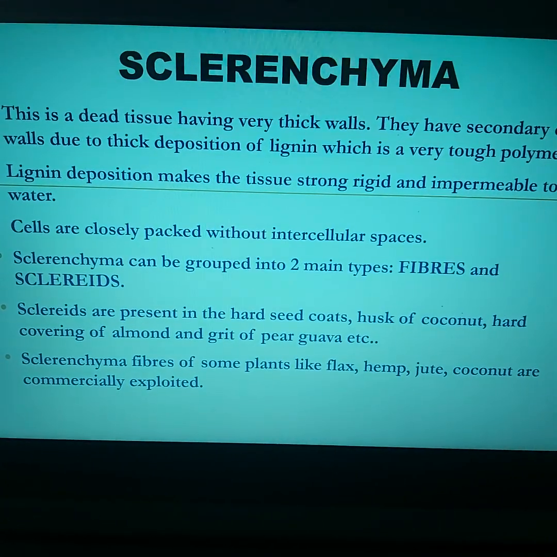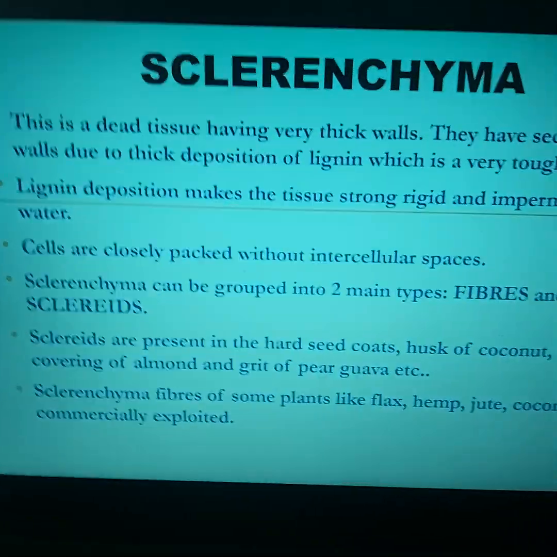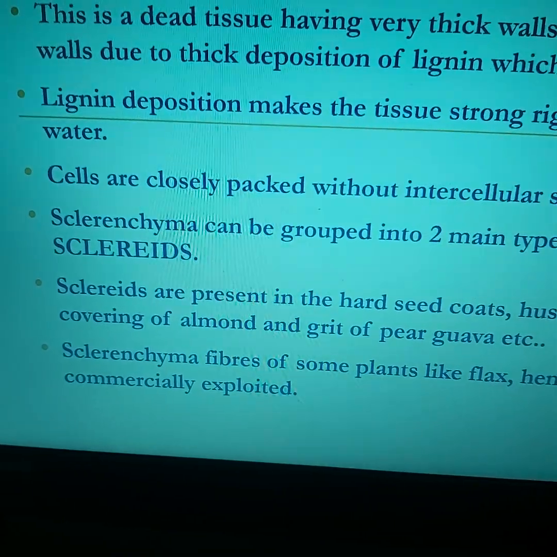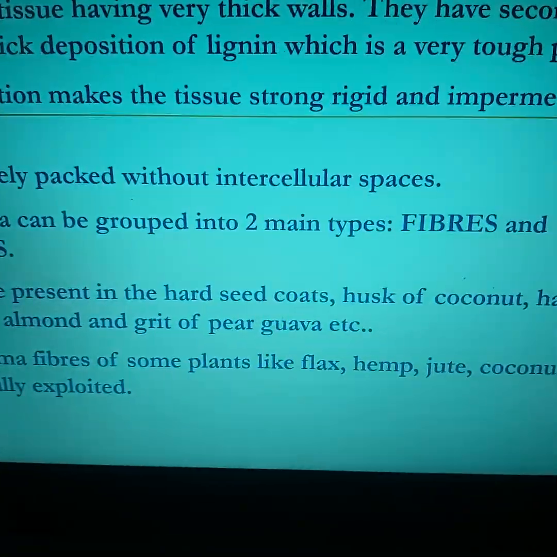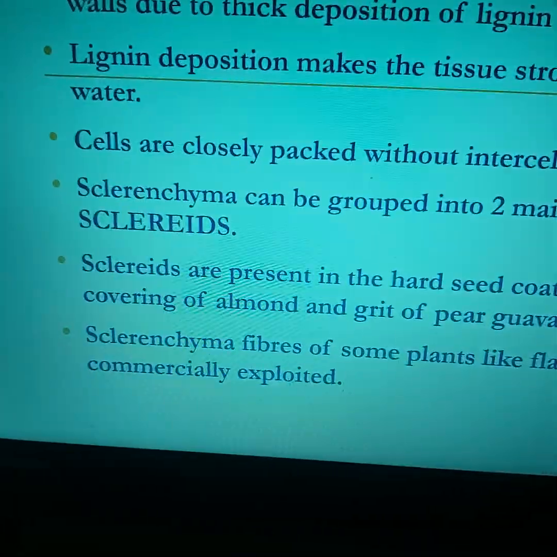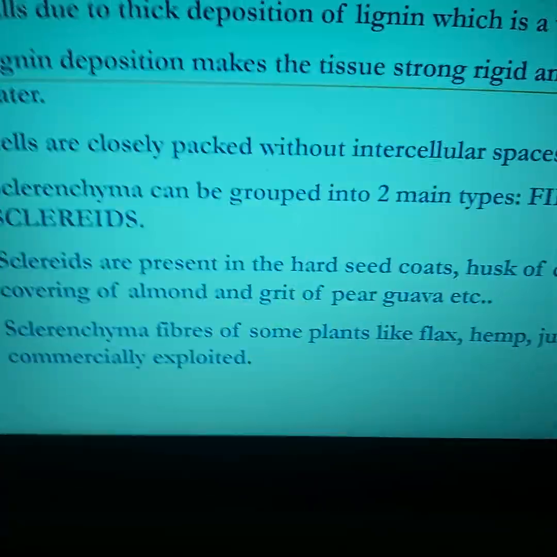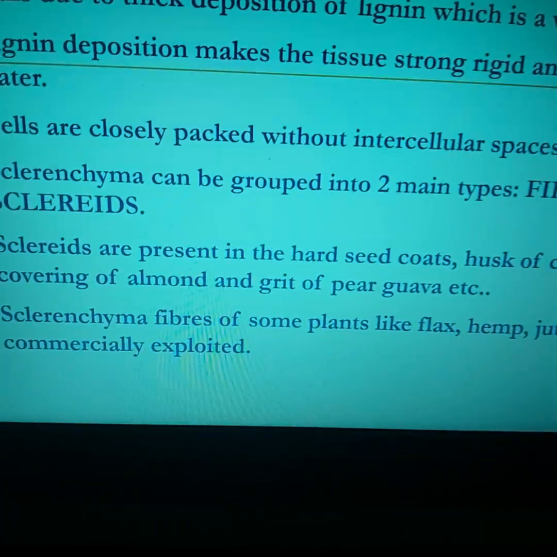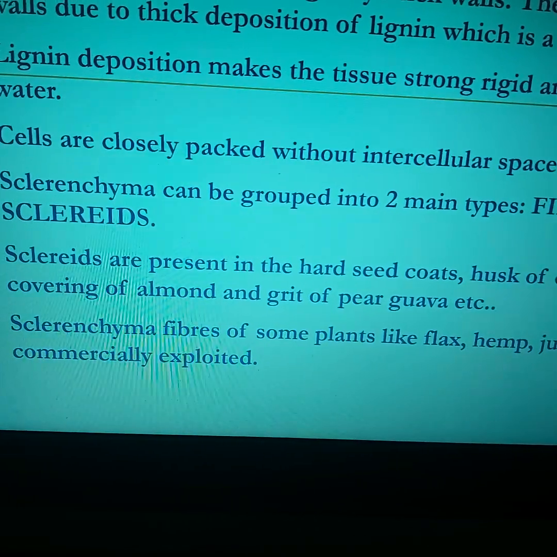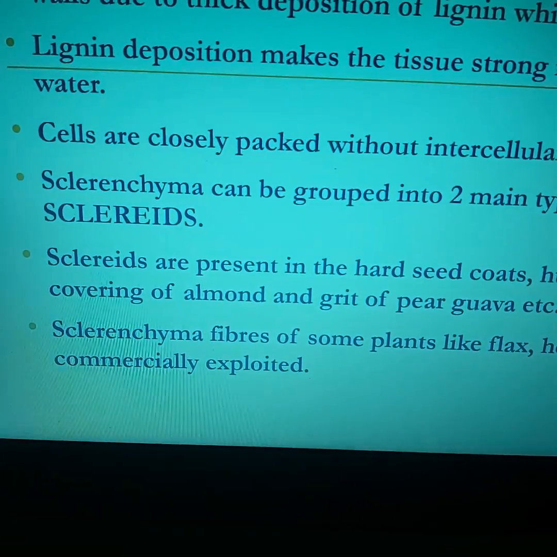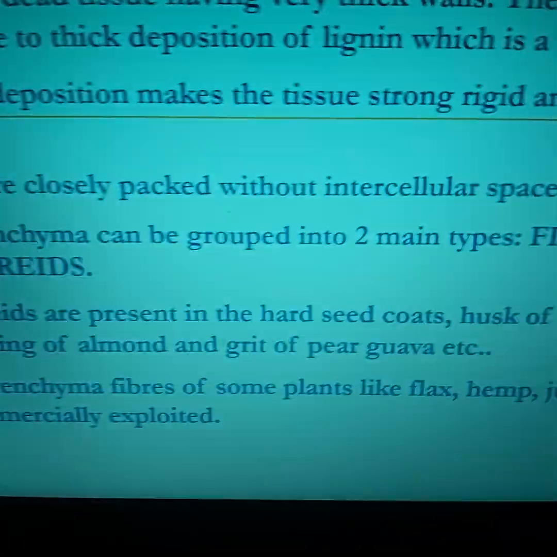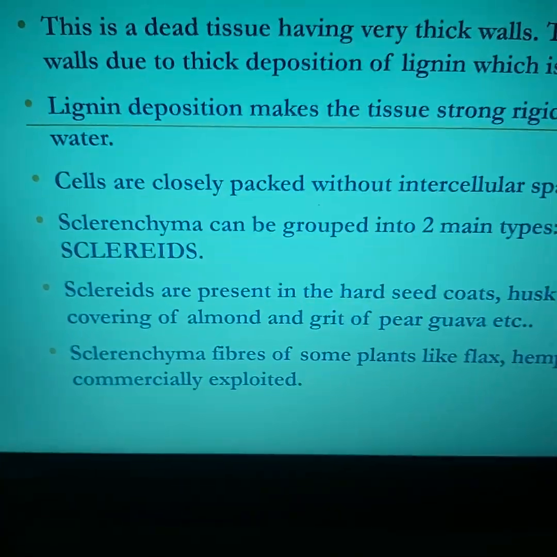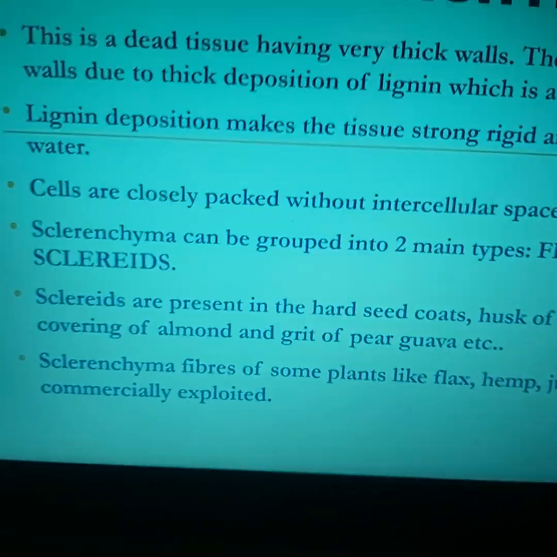The third type of tissue is sclerenchyma, which is a dead tissue having thick lignified cell walls. These are closely packed without intercellular spaces. They can be further divided into fibers and sclereids. Sclereids are present in the hard seed coats, the husk of coconut, the hard covering of almonds, and the grit of pear and guava. You must have seen, children, in guava and pear, you can find those hard structures within the fruit. It is made up of sclerenchyma cells or the sclereids. And sclerenchyma fibers like flax, hemp, jute, coconut are also commercially exploited because they are very tough and rigid.